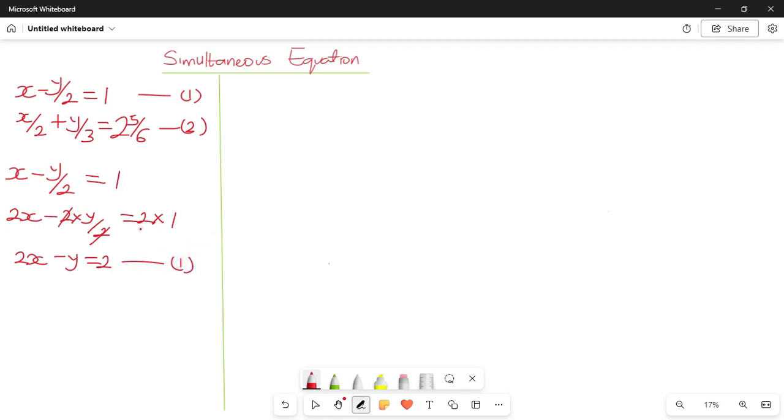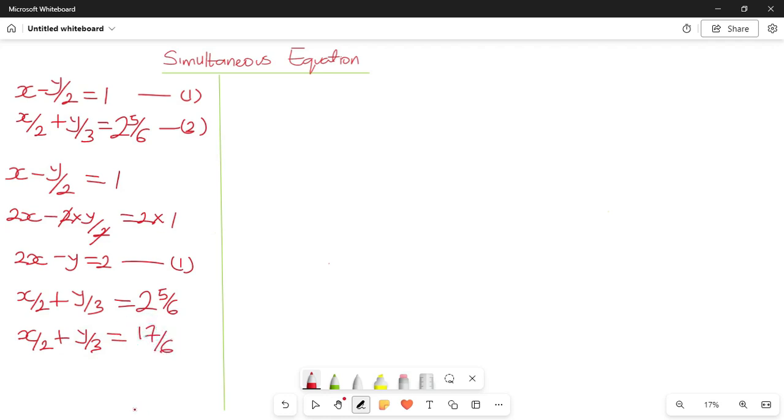I'll bring out equation 2. Equation 2 is x over 2 plus y over 3 equals 2 whole number 5 over 6. I'm going to convert this mixed fraction to an improper fraction. So we are going to have x over 2 plus y over 3 equals 6 times 2, that will give us 12, 12 plus 5, that will give us 17 over 6.